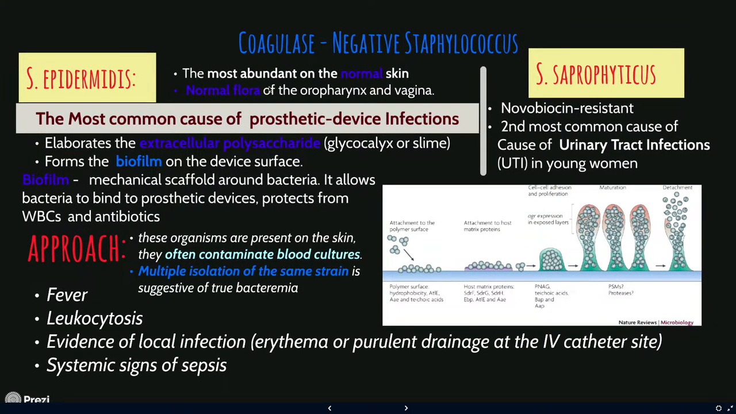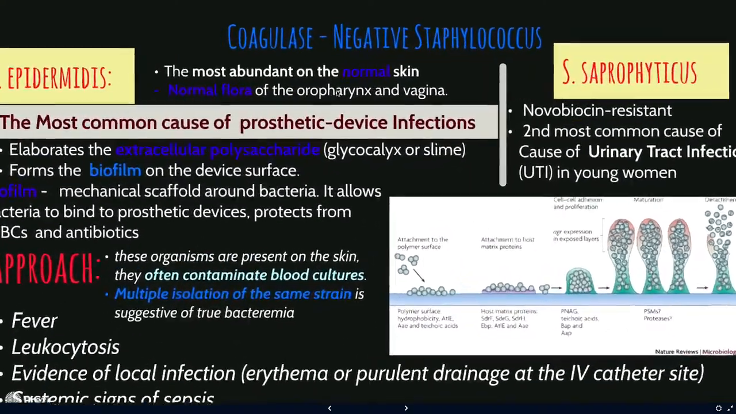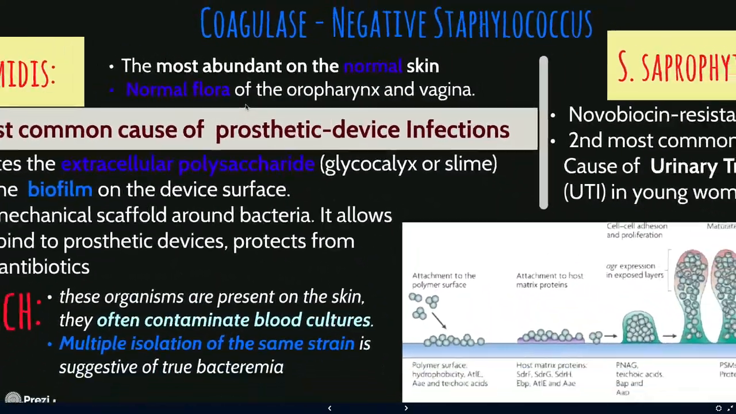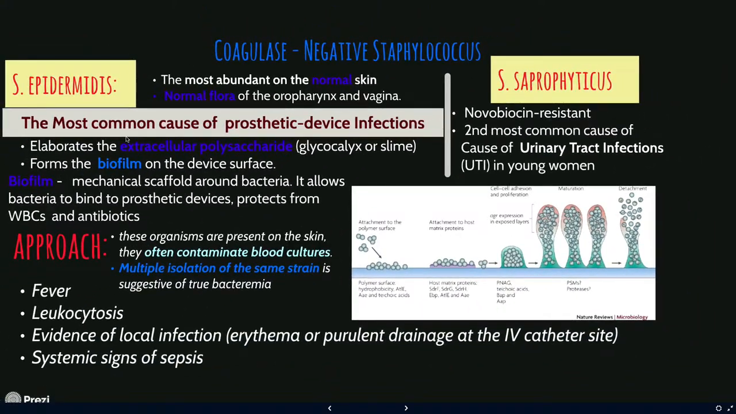And the concentration of these bacteria is highest in the oropharynx and vagina. And Staphylococcus is harmless on the skin. Okay? It's supposed to be there when it lives on the skin. But we do care about it a lot whenever it gets inside the blood, because that's when the problems begin. Staphylococcus epidermidis is the most common cause of prosthetic device infection.